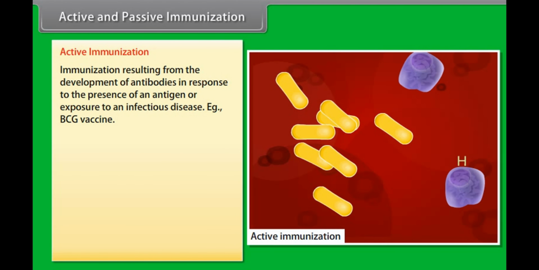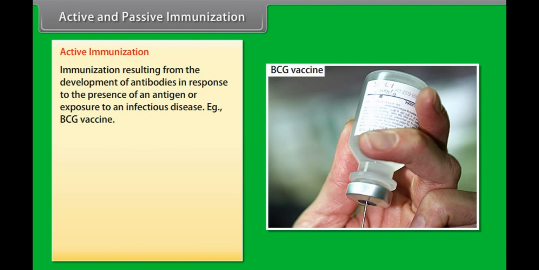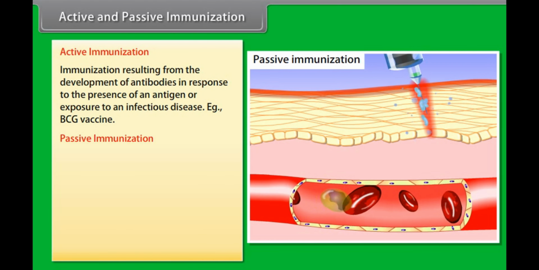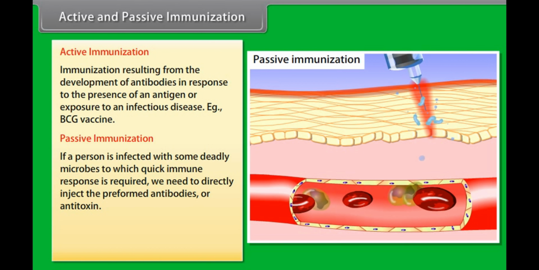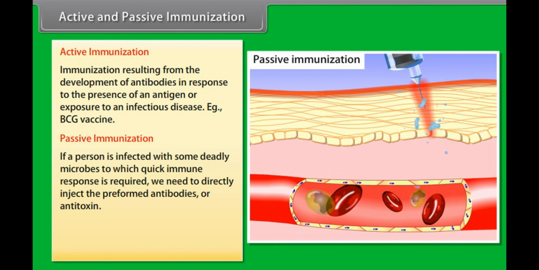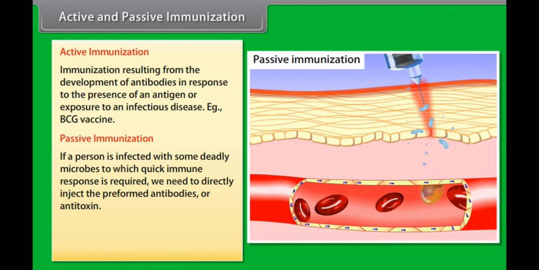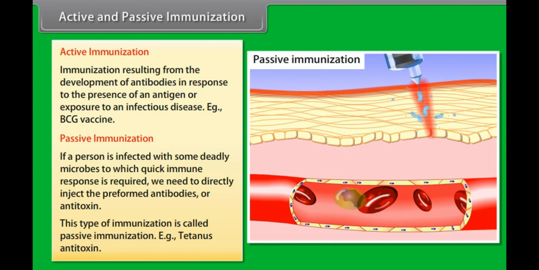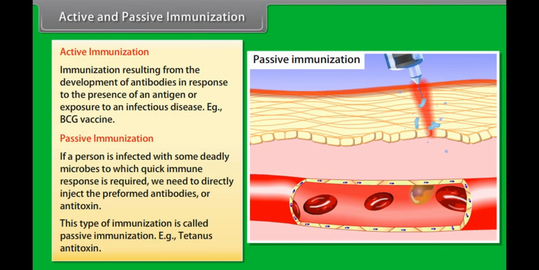Immunization resulting from the development of antibodies in response to the presence of an antigen or exposure to an infectious disease. Example, BCG vaccine. Passive immunization. If a person is infected with some deadly microbes to which quick immune response is required, we need to directly inject the preformed antibodies or antitoxin. This type of immunization is called passive immunization. Example, tetanus antitoxin.